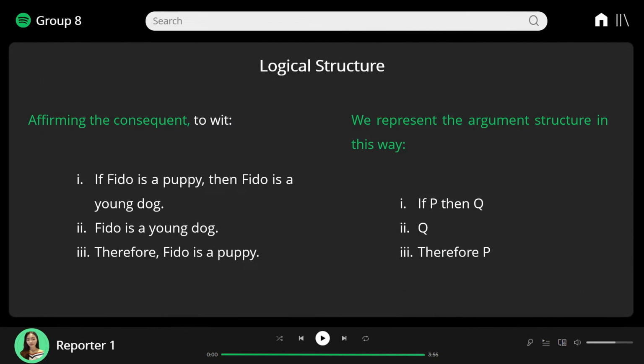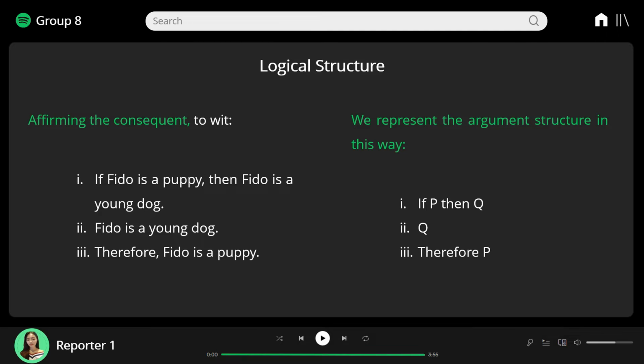Continuation of logical structure. In contrast, modus ponens has a corresponding invalid argument form. It is called affirming the consequent. To wit, first statement, if Philo is a puppy, then Philo is a young dog. Second statement, Philo is a young dog. Third statement, therefore Philo is a puppy.